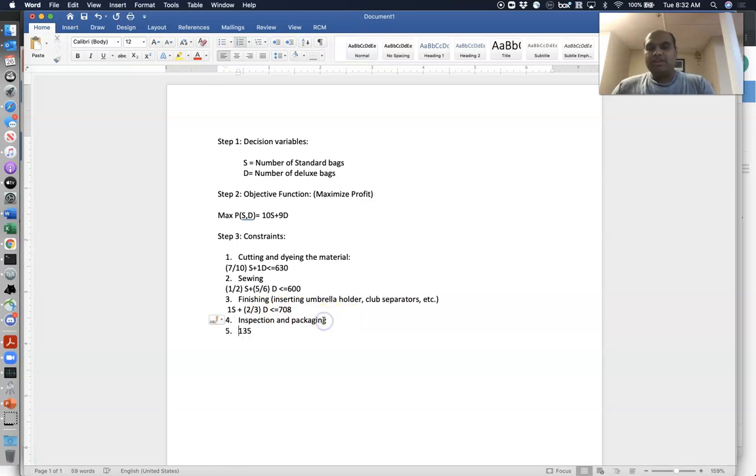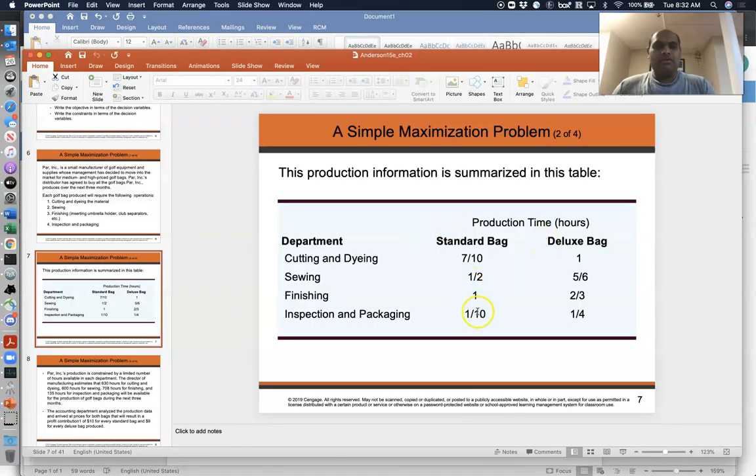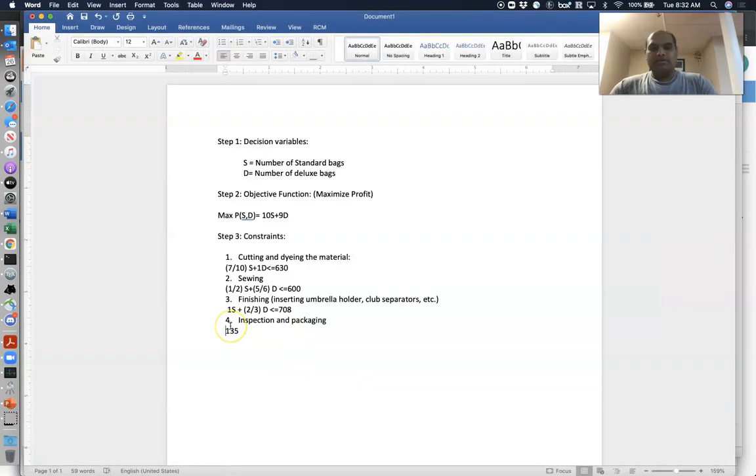And finally, for packaging, I think again the deluxe bag takes longer. It's 1/10 of an hour for a standard bag and 1/4 of an hour for a deluxe bag. So 1/10 S plus 1/4 D has to be less than or equal to 135.